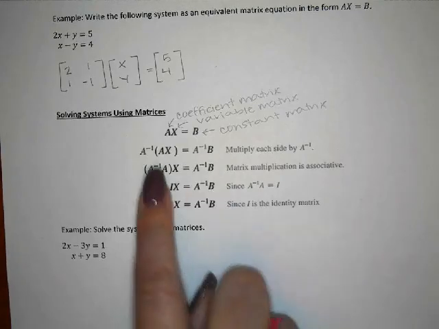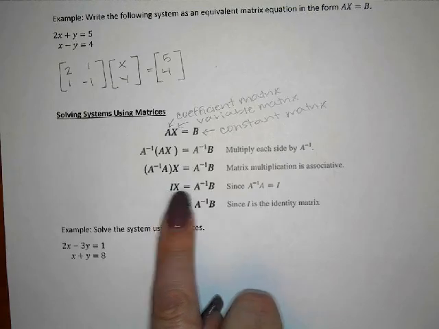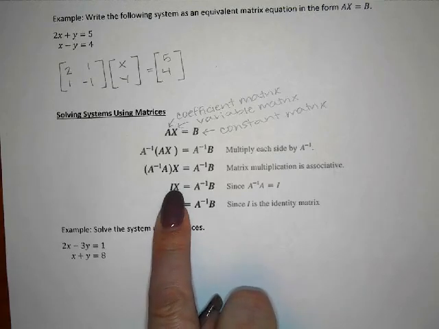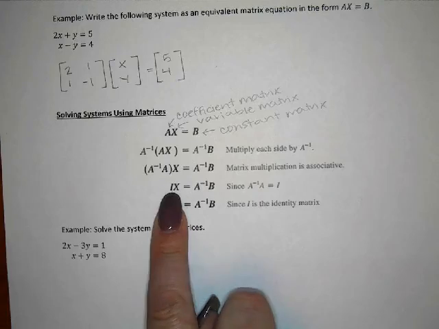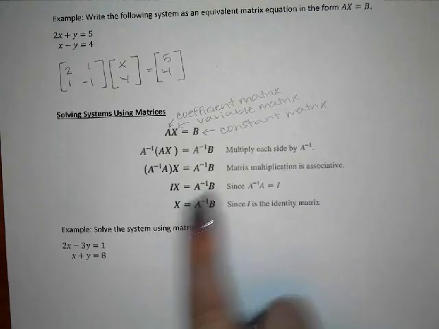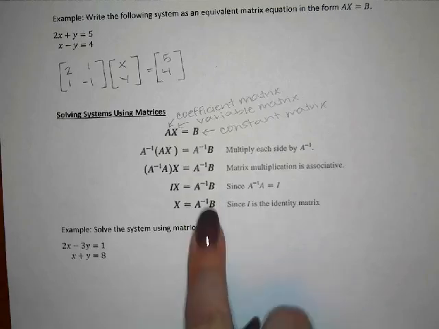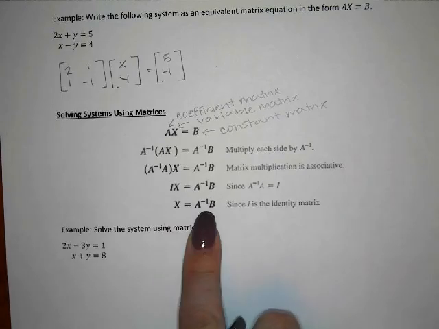All right, so A inverse times A gives you the identity matrix, and we know that the identity matrix multiplied by the variable matrix, anything times the identity is just going to be itself. So when we multiply that, we're just going to get the variable matrix. And then on the right side, we're just going to take that A inverse and B, and we're going to multiply it. And when we do, we're going to get some answer. We're going to get two values there, and we're going to end up with the variables equal some answer, and that's going to be the solution to the system.